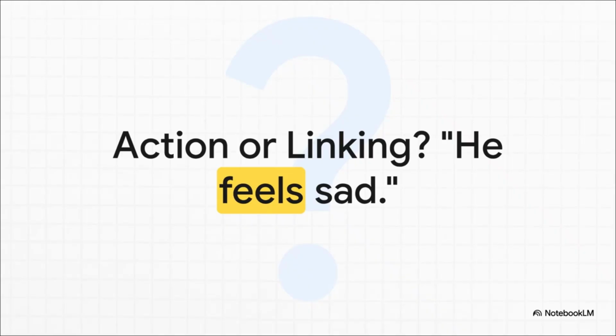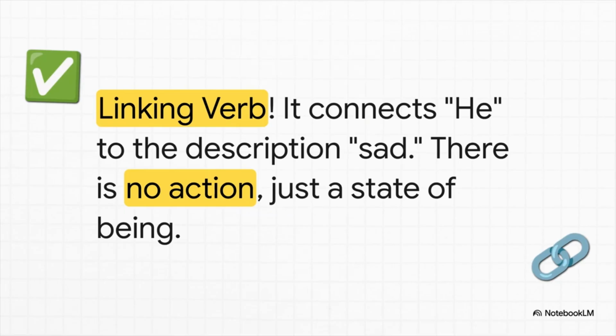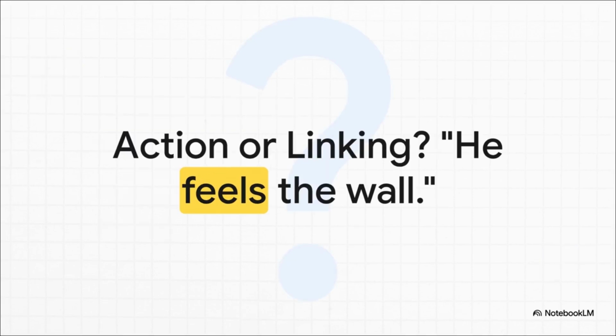All right, back to our puzzle from the beginning. Let's solve the first half. In the sentence, he feels sad, is feels an action verb or a linking verb? Take a second. Is he doing something or is he something? And the answer is, it's a linking verb. Feels isn't an action here. It's working like an equal sign, connecting the subject, he, to the description of his state of being, sad. He equals sad.